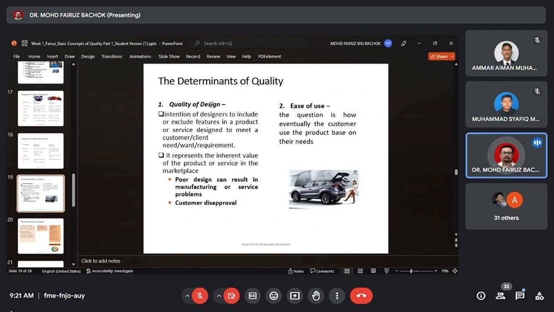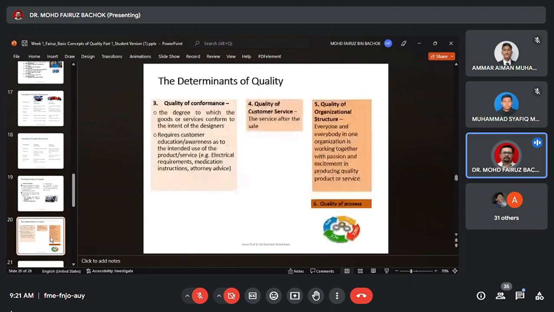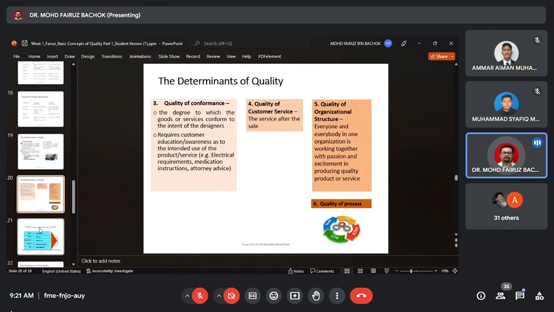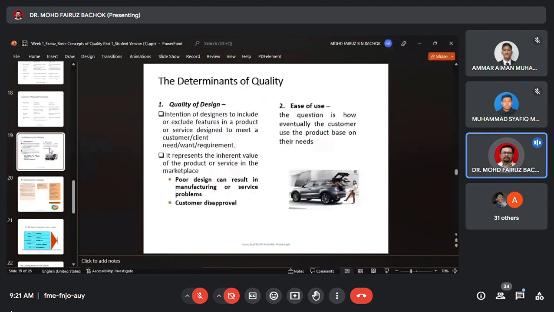the criteria for the product, you can look at their quality of the design, okay, number one, or ease of use, number two, quality of performance, quality of customer service, quality of organizational structure, quality of process, or any of these determine criteria.